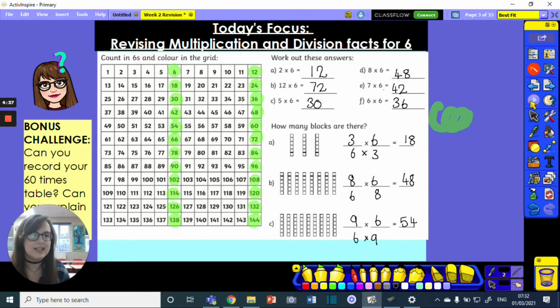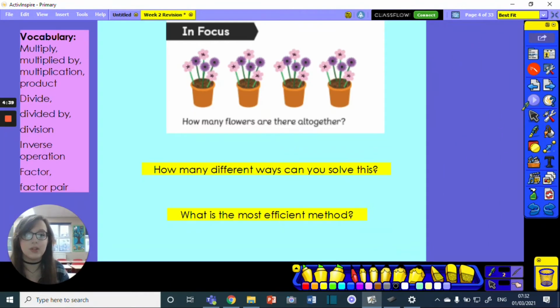There we go. Let's have a look at another problem together. So I have some flowers here, lovely flowers in my beautiful pots, and I'm being asked how many flowers there are altogether. So how many different ways could we solve this? What's the most efficient method? Now the first thing that jumps to mind is we can just count up all these flowers one by one, but that might take us some time.